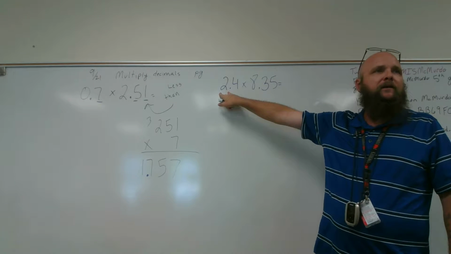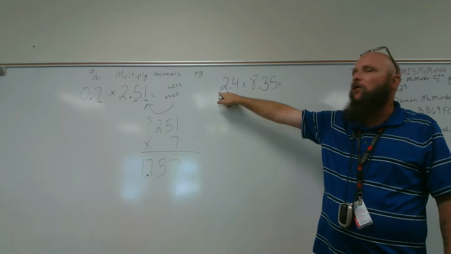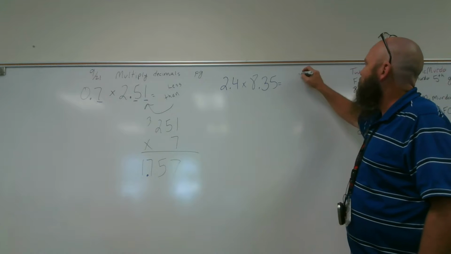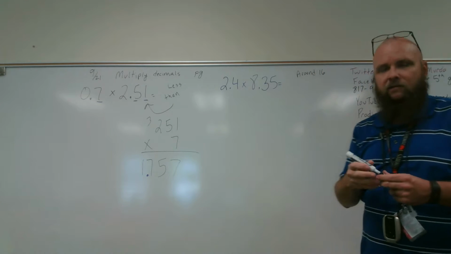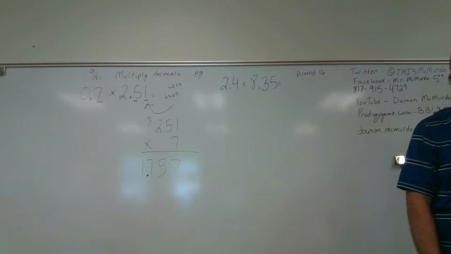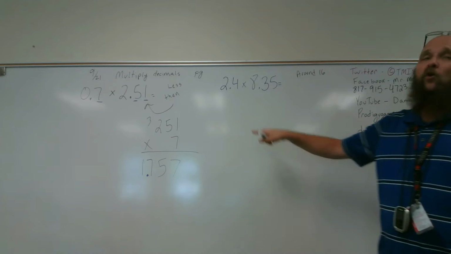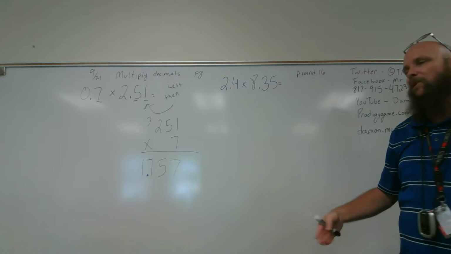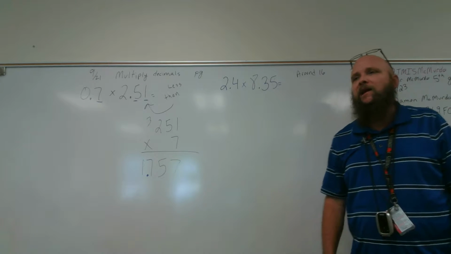So if I just do front end, and I just look in front of the decimal point, the whole numbers, if I just multiply the whole numbers, I have 2 times 8, which gives me 16. So my answer needs to be around 16. That helps me. I'm not going to get an answer of 197. It's going to be more than 16 because this is more than 2 and this is more than 8, but it's not going to be 7,289 and 4/10.